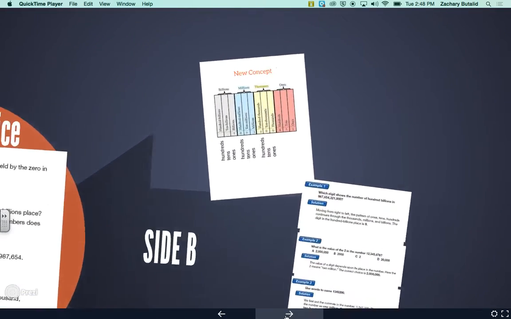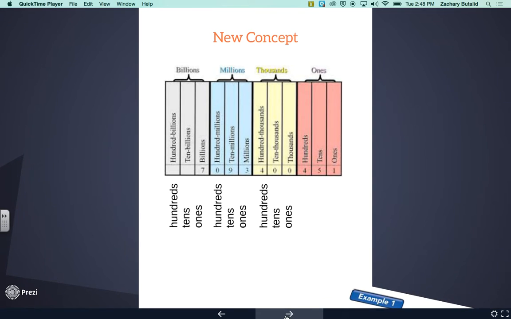All right. So here's a new concept. This is a place value chart, okay? And actually it goes all the way up to the billions. As you can see, the gray area, it's in the 100 billions. This shows the value of the first 12 whole number places.